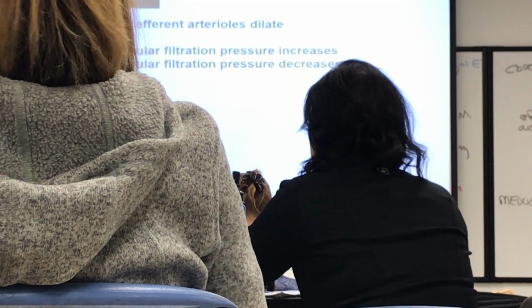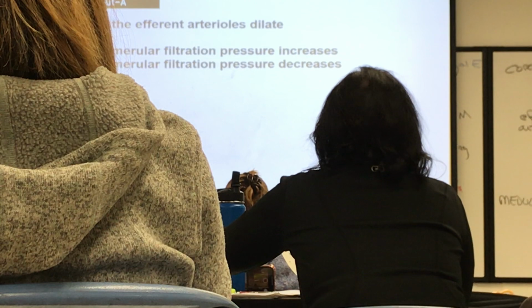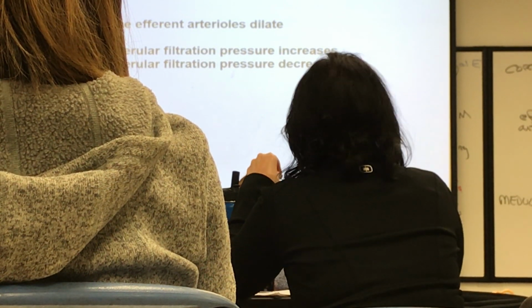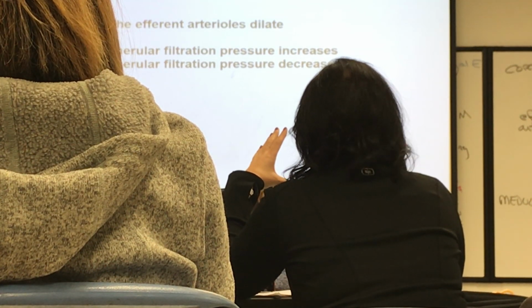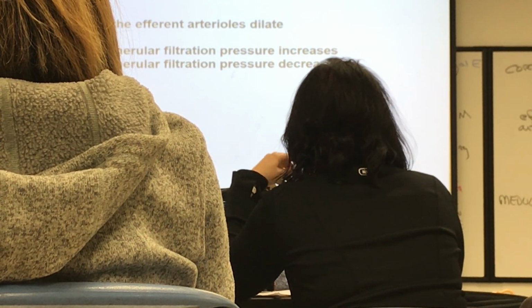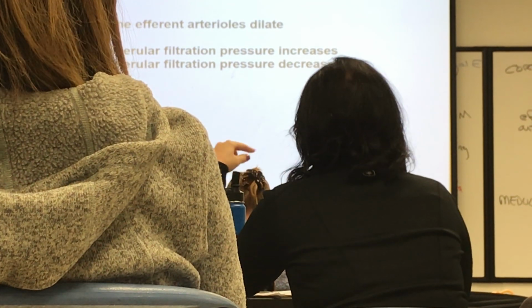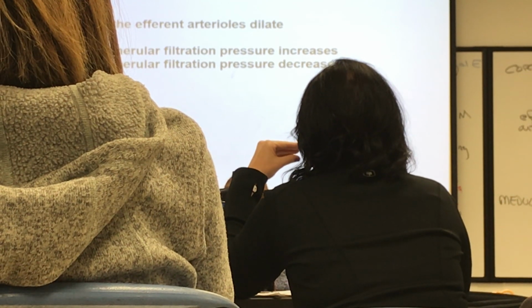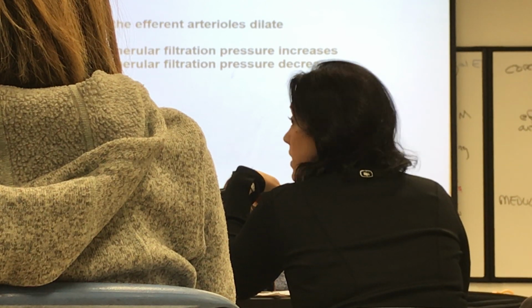When the efferent arterioles dilate, and those are still up on the board, does the glomerular filtration pressure increase or does it decrease? We're talking about within the glomerular capillaries. Is the pressure pushing water and small particles out of the capillary higher, or is the pressure pushing particles out across the capillary into the nephron capsule, the Bowman's capsule, lower?